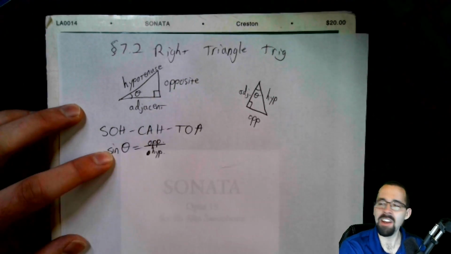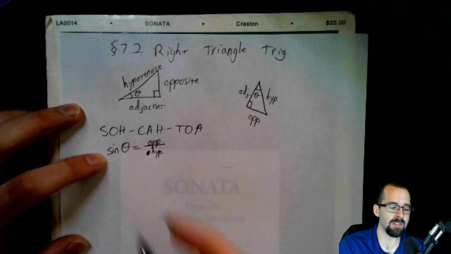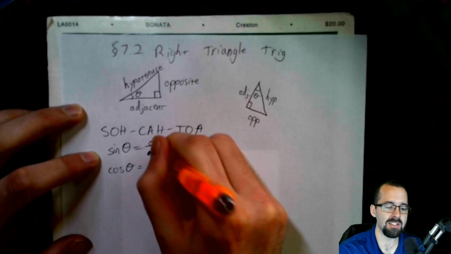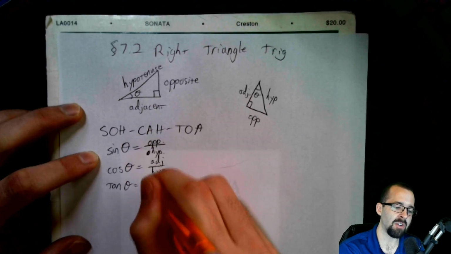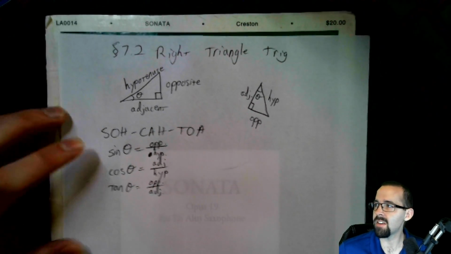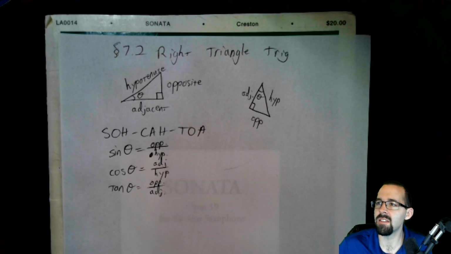divided by the hypotenuse. It's just a ratio of sides. And likewise, cosine of that angle is going to be the adjacent divided by the hypotenuse, and tangent of the angle is the opposite divided by the adjacent. Sines, cosines, and tangents are ratios of sides.